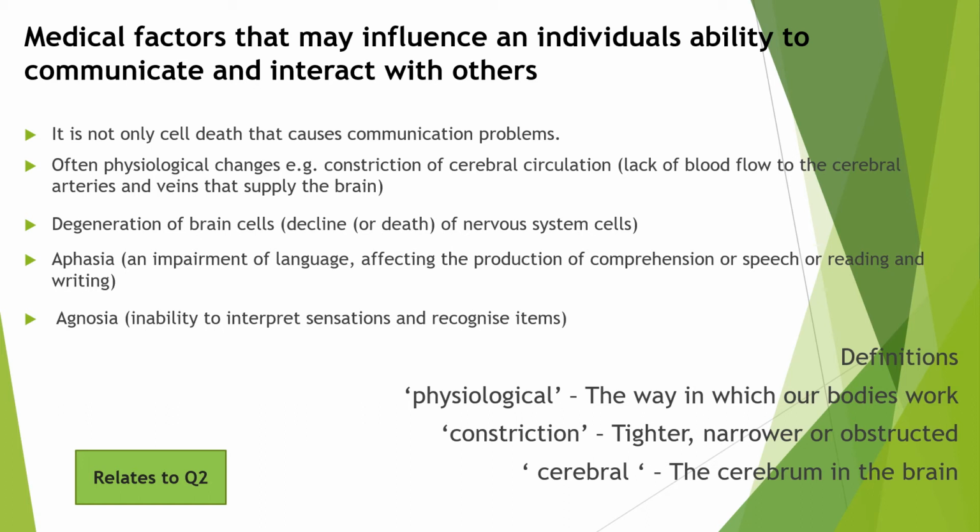often physiological changes. So, for example, constriction of the cerebral circulation, which is a lack of blood flow to the cerebral arteries and veins that supply the brain. Degeneration of brain cells, so a decline or even death of nervous system cells. Aphasia, an impairment of language affecting the production or comprehension of speech, or writing and reading. Agnosia, which is an inability to interpret sensations and recognize items.